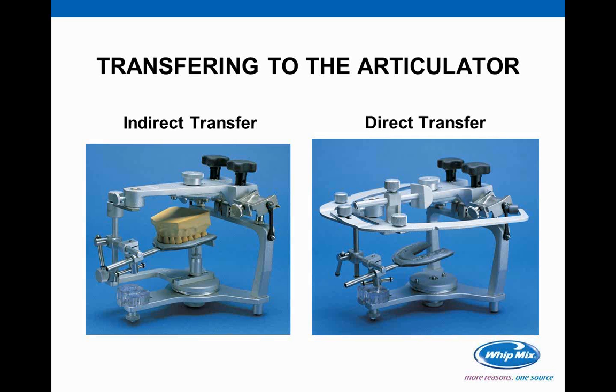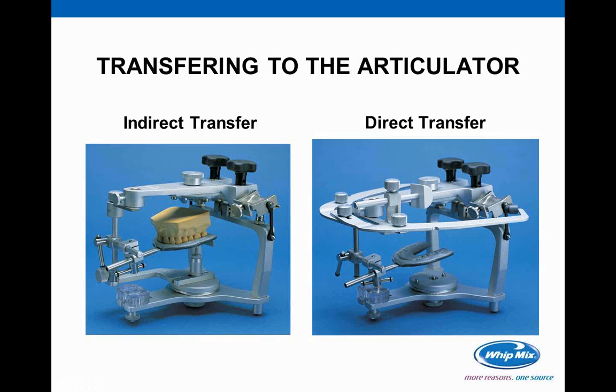Then we transfer that information to the articulator. There are two types of transfer. One is called indirect, where we do not use the bow itself, and the other is called direct, which is like this. Different articulators use different systems. Some, for example the DENAR line of articulators, do not use direct transfer. They use an indirect system, and so you have to be set up for that.